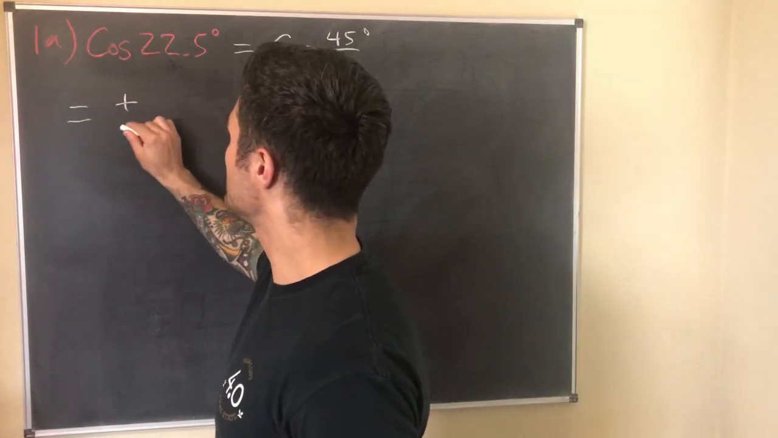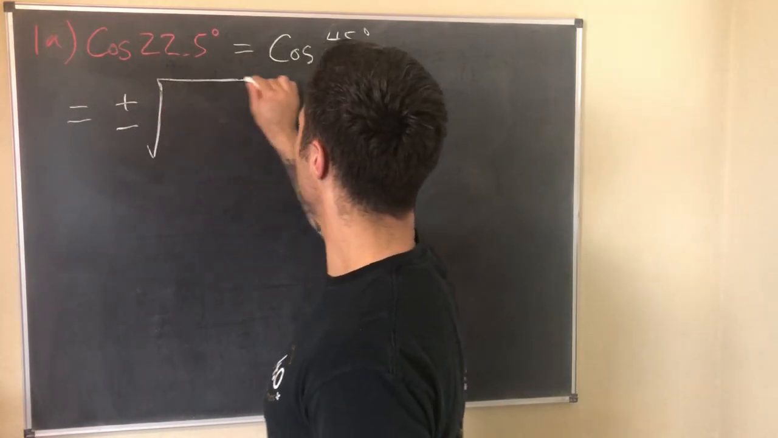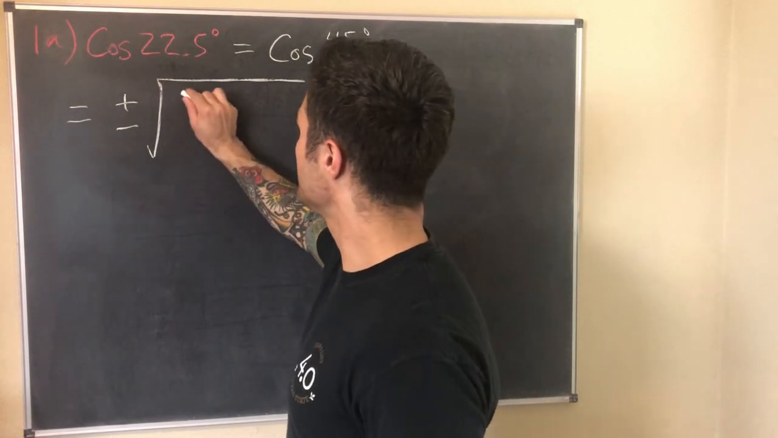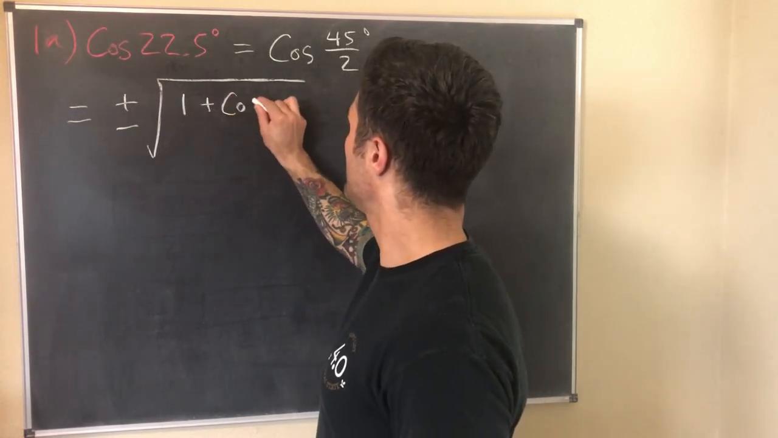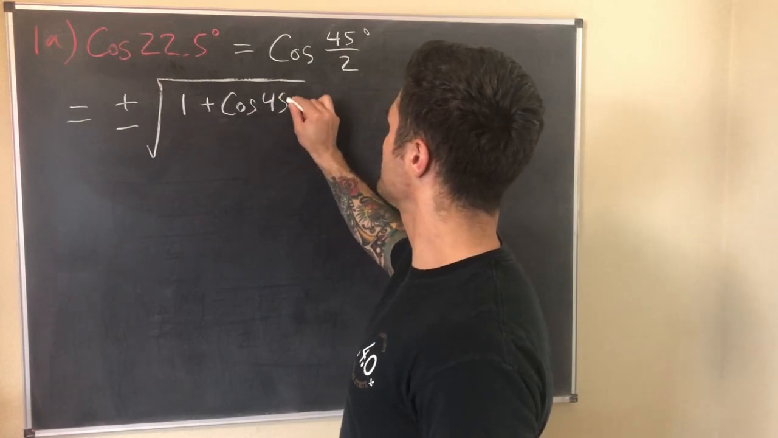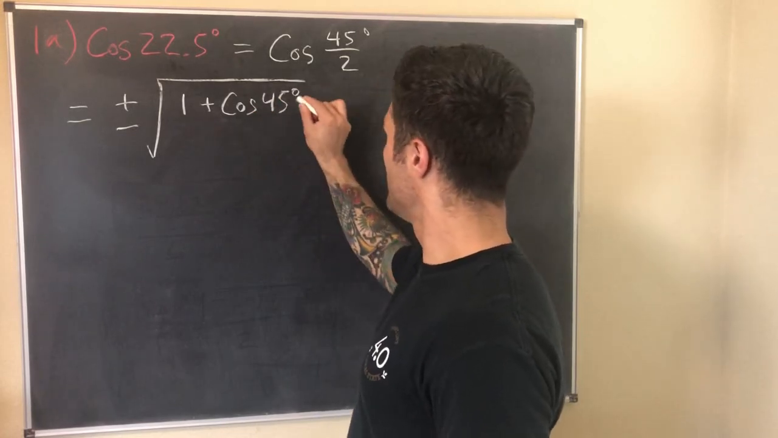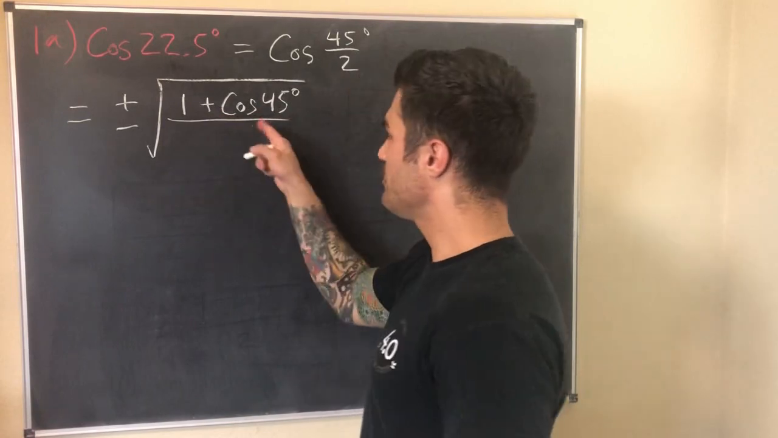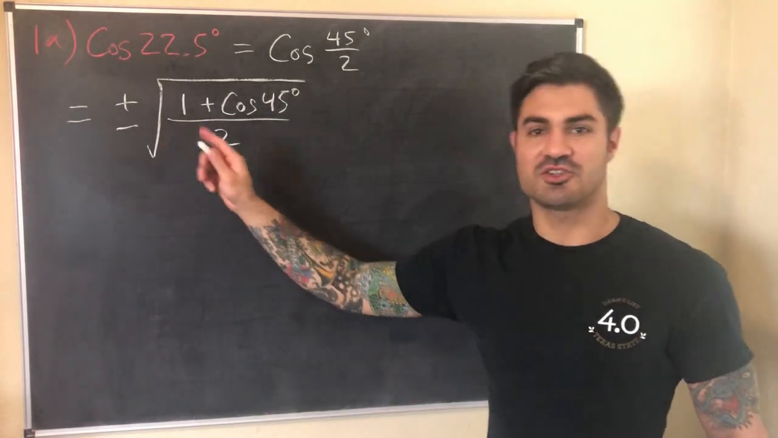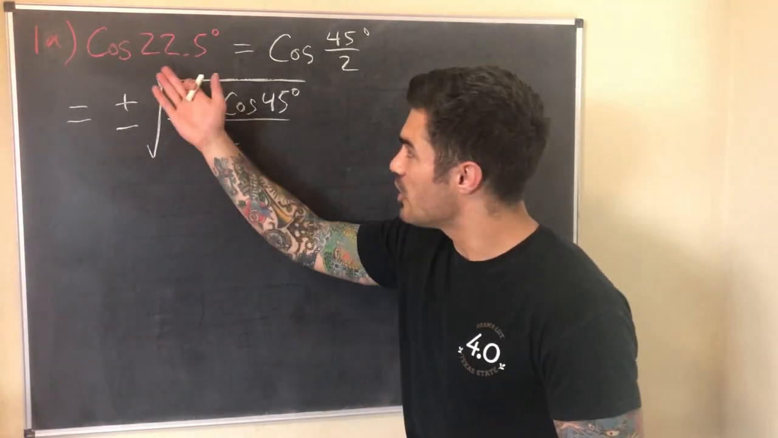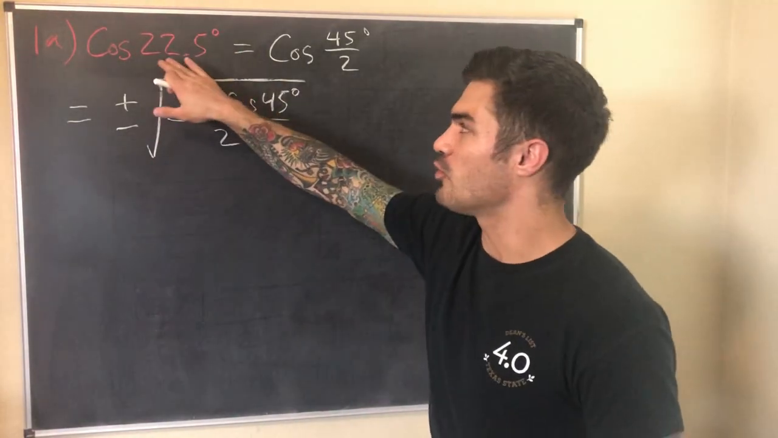So the formula says that this is plus or minus the square root of, let's see, with cosine it's plus, 1 plus cosine of 45 degrees, which, remember, that's why we wanted 45. Hopefully we know the cosine of 45 degrees. And this plus or minus is determined by the quadrant of our theta over 2, our original angle.